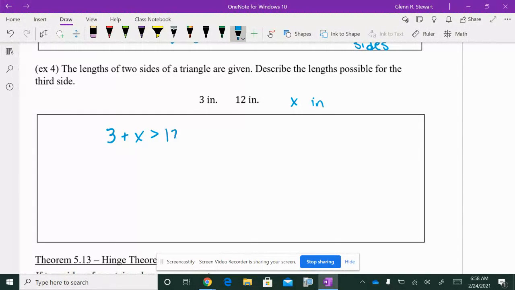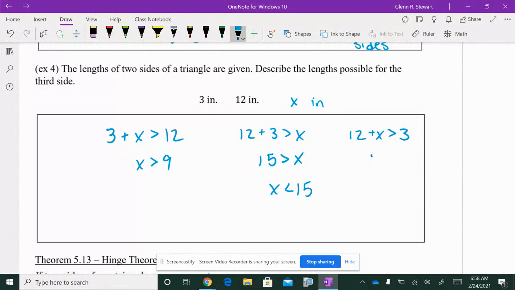We've got 3 plus x is greater than 12. 12 plus 3 is greater than x. And 12 plus x is greater than 3. So here we have x has to be greater than 9. And 15 has to be greater than x, which means x has to be less than 15. In this case, x has to be greater than negative 9.